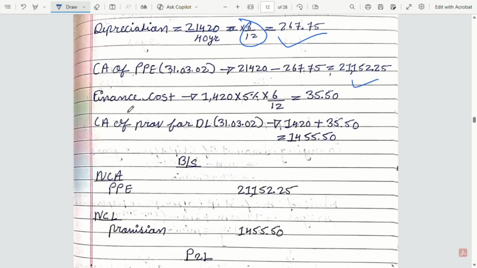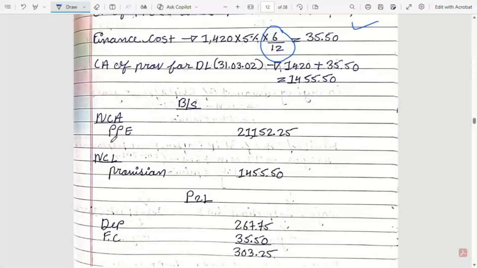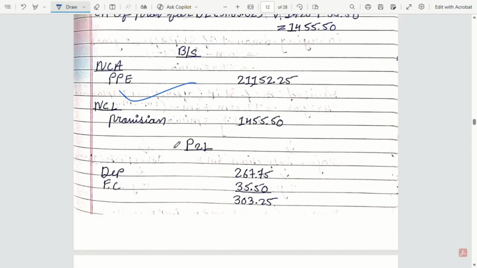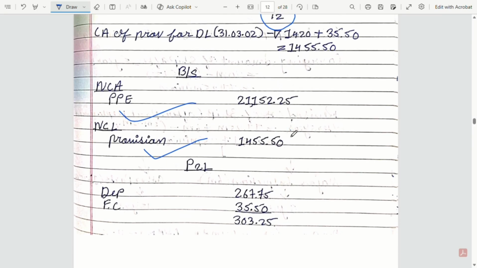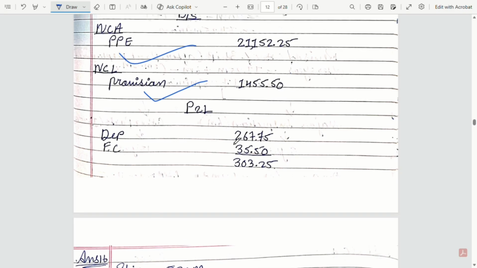Then the finance cost on the liability, the decommissioning liability which we have created. On that also we are going to charge interest of the 6 months only, from October to March. So what we're going to show in the balance sheet: the asset, then the provision, the decommissioning liability, including interest. Then in P&L we will show depreciation and finance cost.